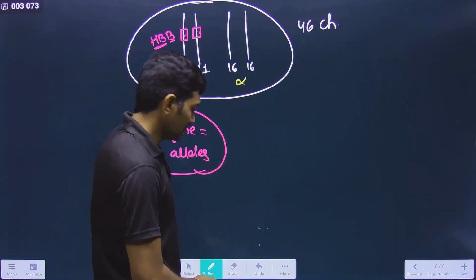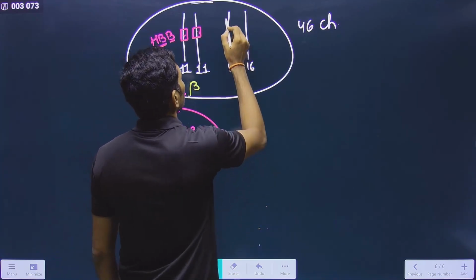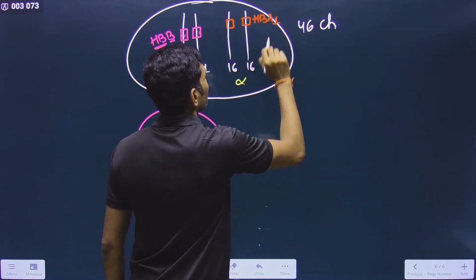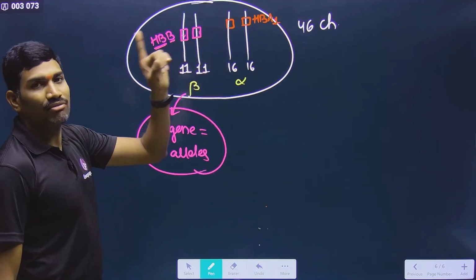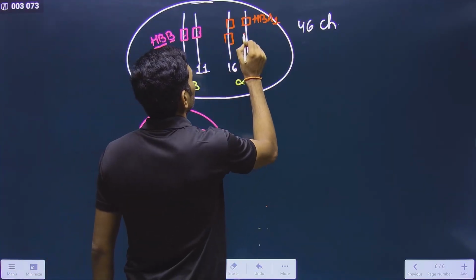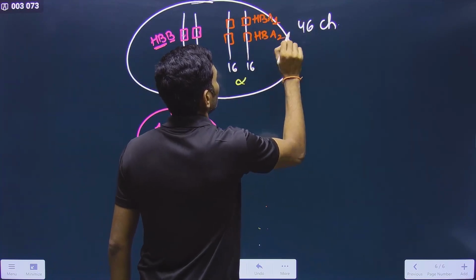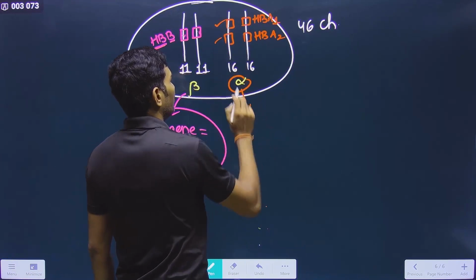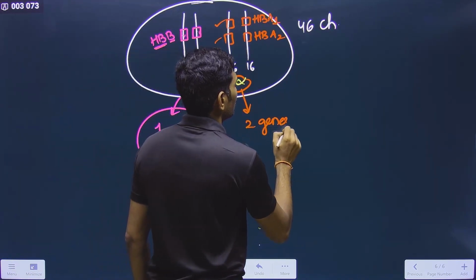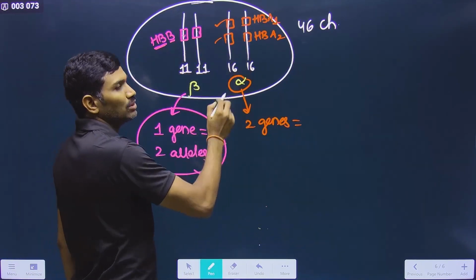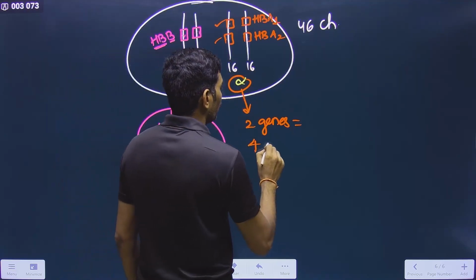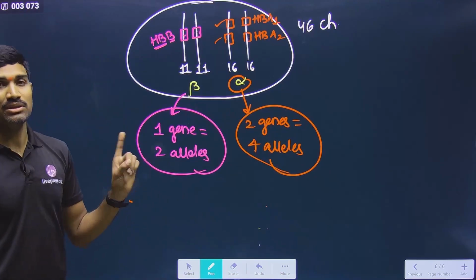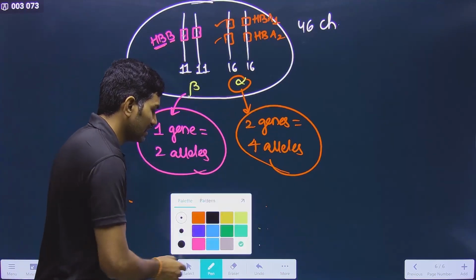But for the alpha chain, the concept is different. This is one gene. This is called HbA1. A for alpha. Hemoglobin alpha 1 gene. Another one is HbA2, alpha 2. Now here what happens? For the alpha chain, two genes are present. For this gene, two alleles. For this gene, two alleles. So for two genes overall, how many alleles? Four alleles are present. Remember this information. Very, very important for examination.